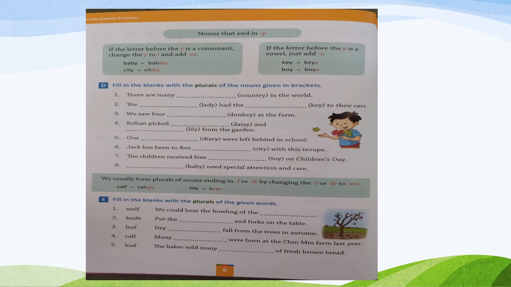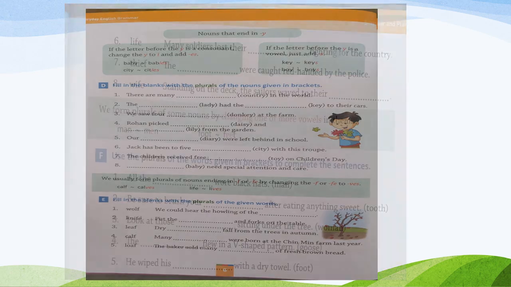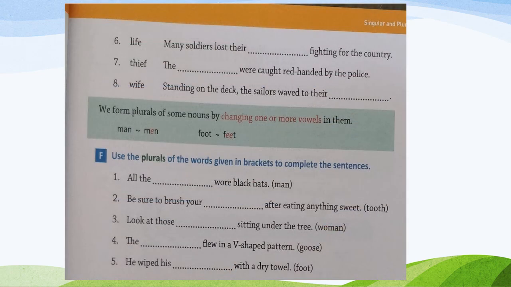Now let's go to exercise E. Fill in the blanks with the plurals of the words given. Here, if you see the words wolf, knife, leaf, calf and loaf, all of them end either with F or FE. So what do you have to do, children? You have to remove F or FE and add VES to make it plural.